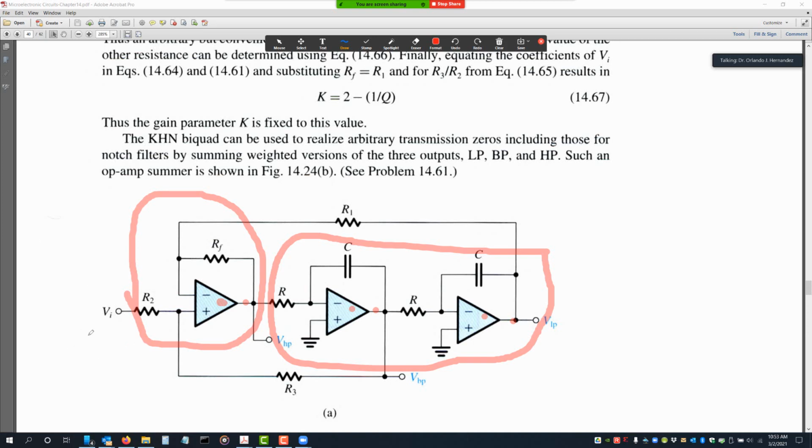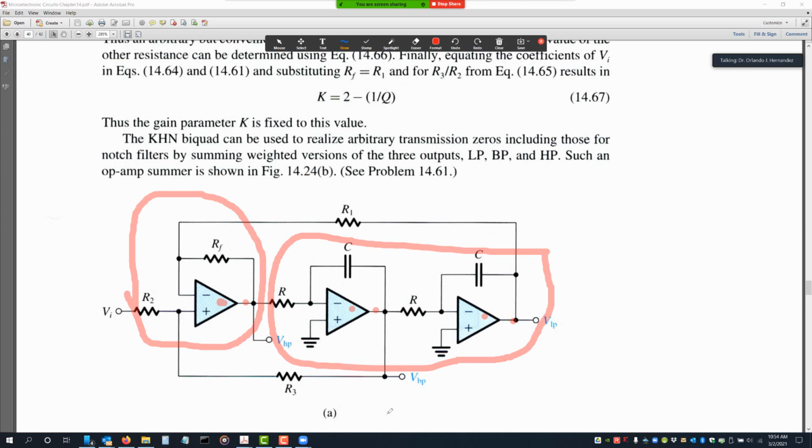And if we look at superposition and look at one of those at a time and ground the other sources, we see that for Vin, this becomes a non-inverting amplifier where you are dropping the input voltage between R3 and R2. For the bandpass as an input, taking all the other sources to ground, except of course the output, which is where you're trying to find the high pass, it is going to be another non-inverting amplifier, where the input is the bandpass response distributed between R2 and R3 as a voltage divider. And then for the low pass, what we have is a classic inverting amplifier with R1 and RF.